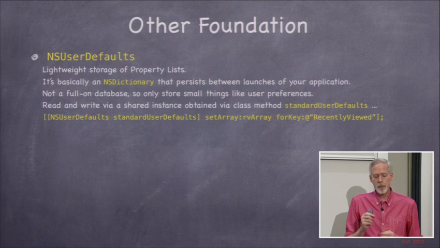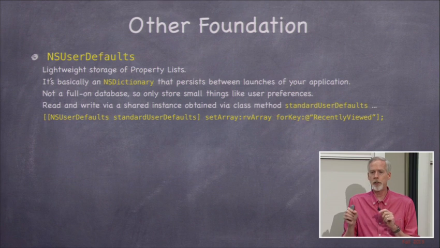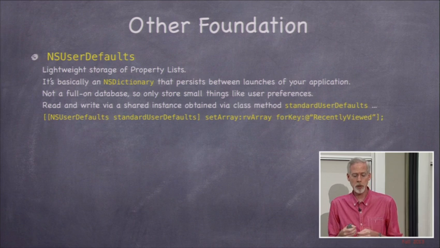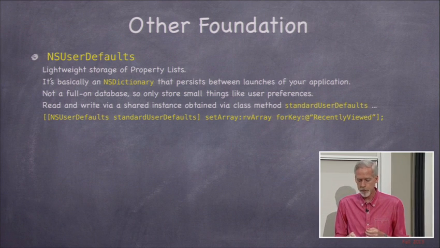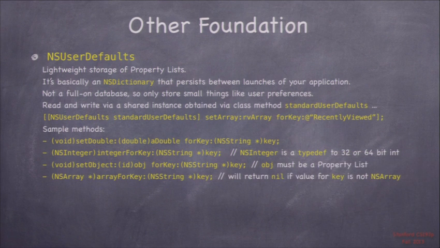To access its API, you call this class method on NSUserDefaults called standardUserDefaults, and that will give you an instance that is shared across your entire application. It's like a global, okay? There's only one of these things, and you send messages to it like setArray:forKey:. There's also setDouble:forKey:, setObject:forKey:. That object would have to be a property list.